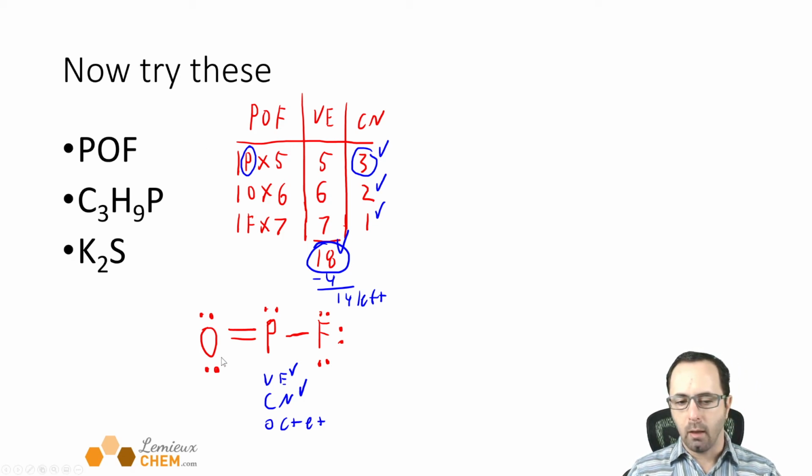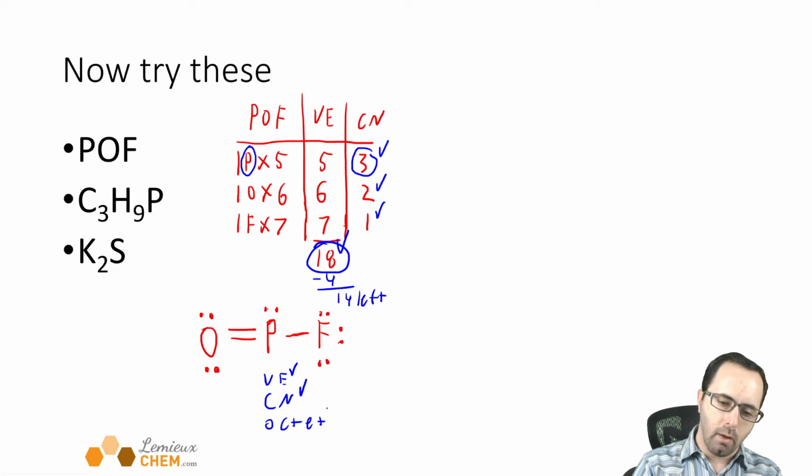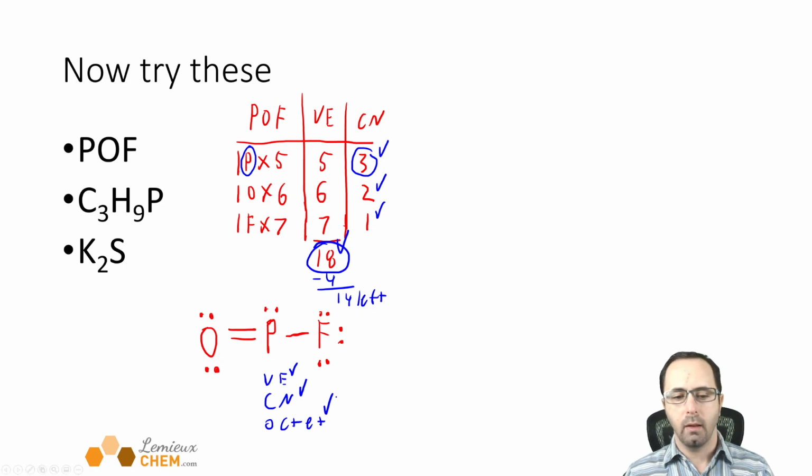How many electrons are on the oxygen? 2, 4, 6, and 8. Good. How about the phosphorus? 2, 4, 6, 8. Good. Now how about the fluorine? 2, 4, 6, and 8. Good. They all have 8. They all have an octet. So our structure here is good.